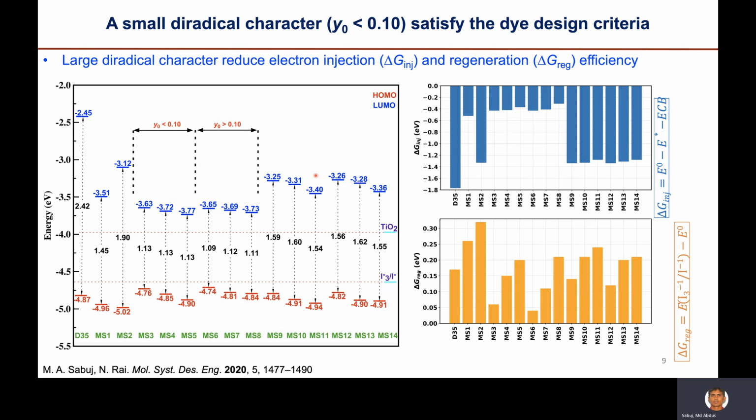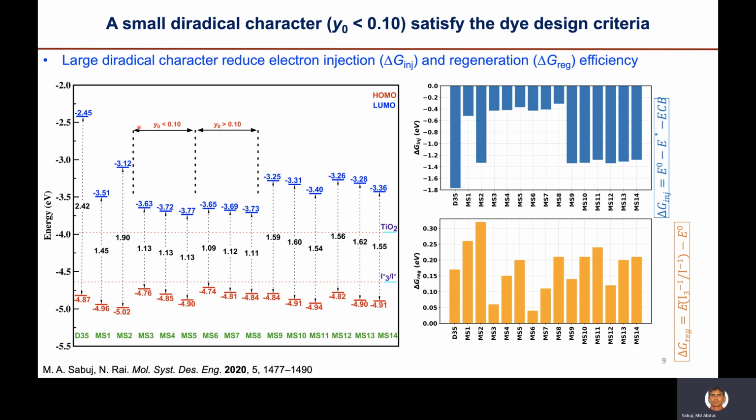There are certain design criteria that need to be satisfied in the case of an ideal dye. The HOMO needs to be well below the redox shuttle oxidation potential, and the LUMO must be above the conduction band of the titanium dioxide surface, which will provide sufficient regeneration and injection efficiencies. As can be seen from this figure, all the designed dyes satisfy these criteria.